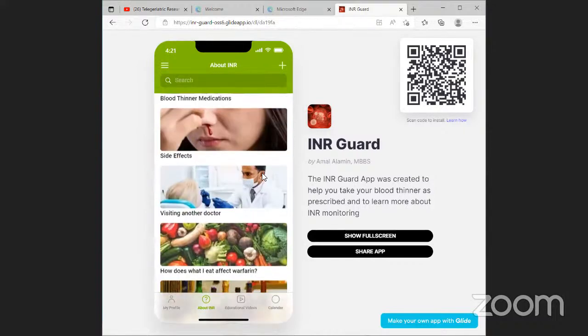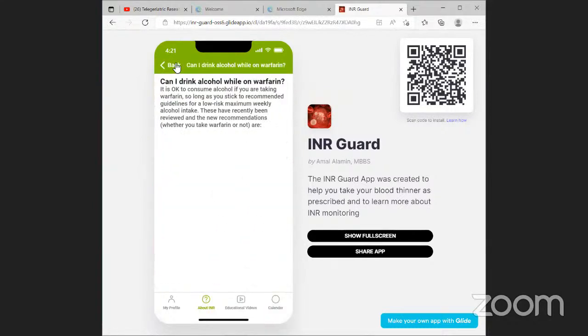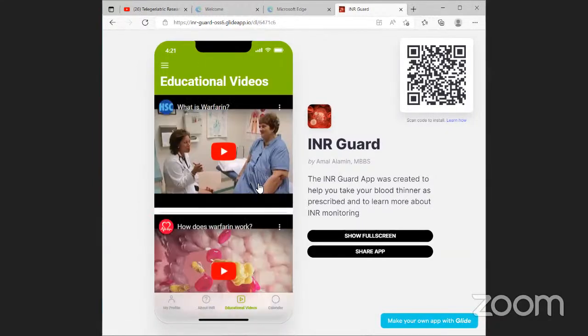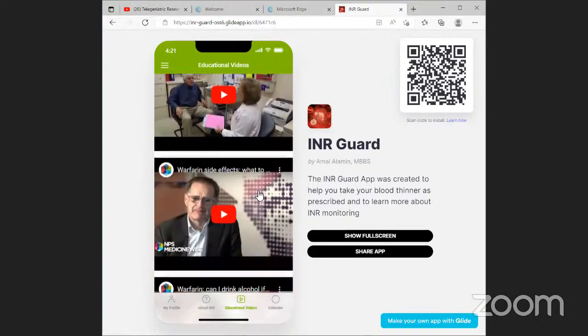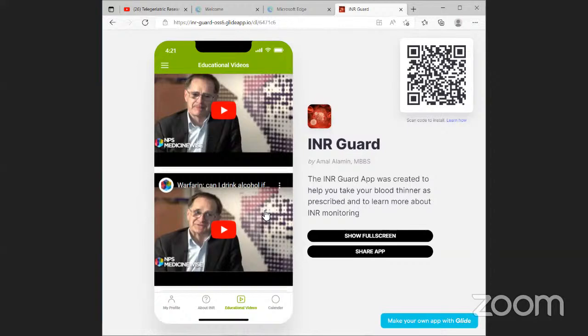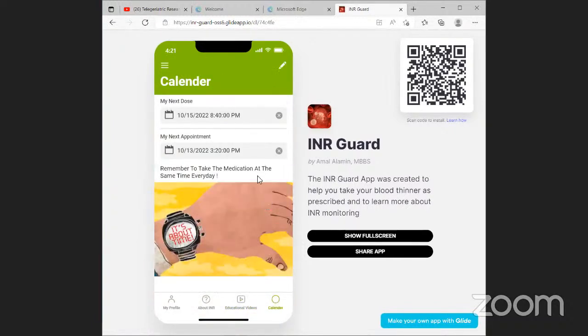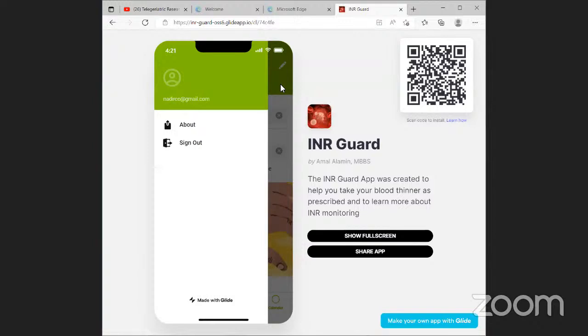I added about five or six questions. And then at the bottom of the screen, there is the educational video part. Those are videos from YouTube, educational videos about the interactions of warfarin and how it works. And then the calendar, the last one at the bottom of the screen. The patient here can set up the next dose time and the next appointment, and also a reminder to take the medication at the same time every day. So this is the app. I would really love to hear your comments and if there is anything that I can add or delete.